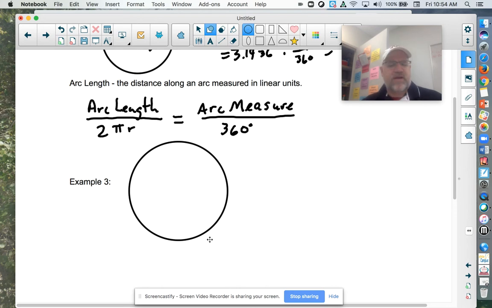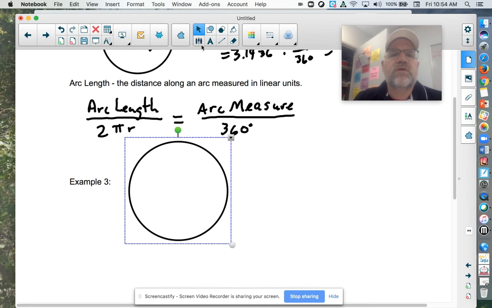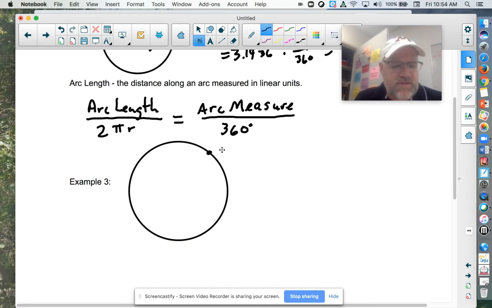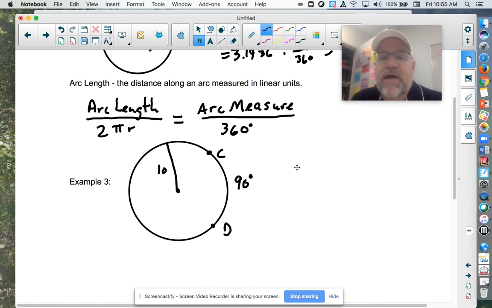Okay, so if I had 2 points on this arc, point C and point D, and I told you that the arc measure is 90 degrees. And I told you that I had a radius here, and I'm doing this on purpose. I'm not attaching them because we don't need them to be attached. And I told you that this radius was 10. Well, we can plug this into my formula, and let's do that. So first thing I want you to understand is arc length is what we're looking for. They said find the arc length. Well, when we're looking for something in math, we put in x.